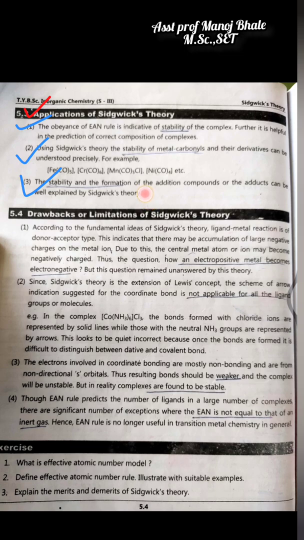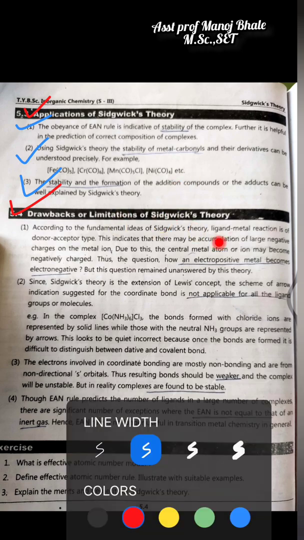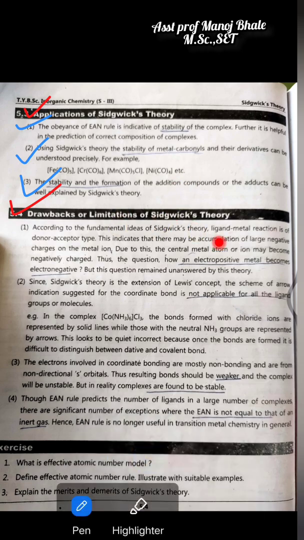If any complex obeys this EAN rule, then the complex is stable, and if it does not obey this formula, then it is an unstable complex. That means we can easily determine the stability of the given complex. The next point is the drawbacks of this theory. There are some limitations or drawbacks provided there.